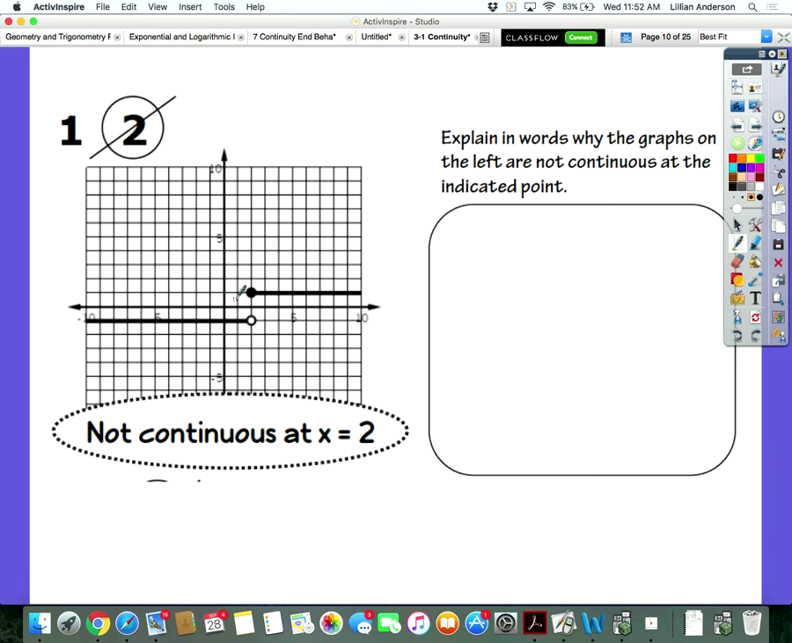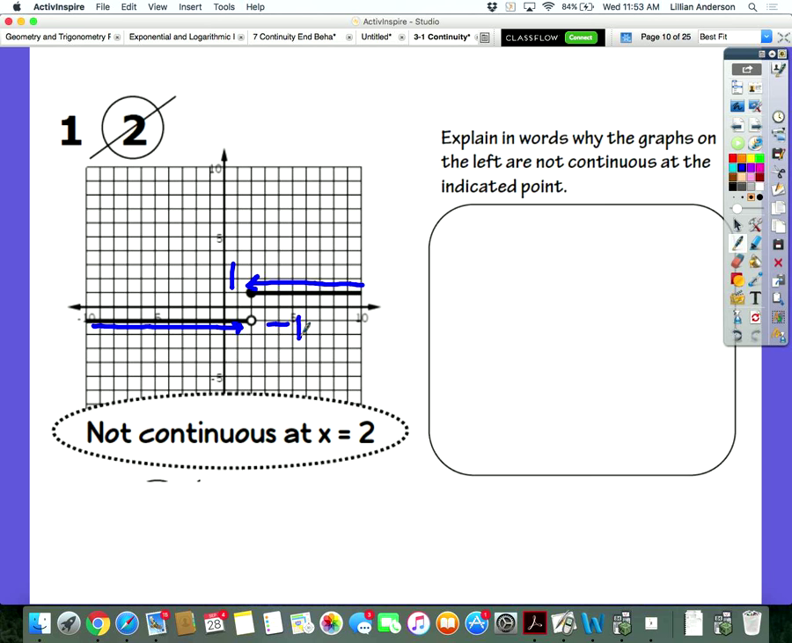It is defined. But if we look as x approaches that number from the left-hand side and from the right-hand side, aren't we approaching 2 different y values? What y value is it coming from the left-hand side? What y value have we approached? 1. And then over here from the other side, what y value are we approaching? They're not the same. So even though it's defined at 2, they're not approaching the same y value. So that's what makes this one not continuous.